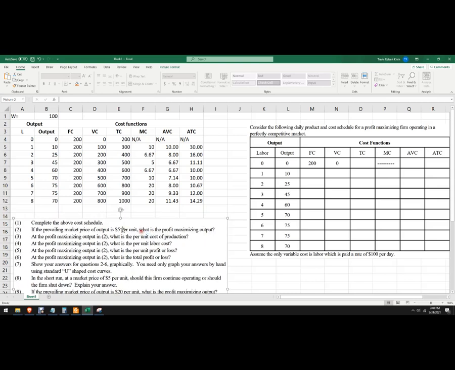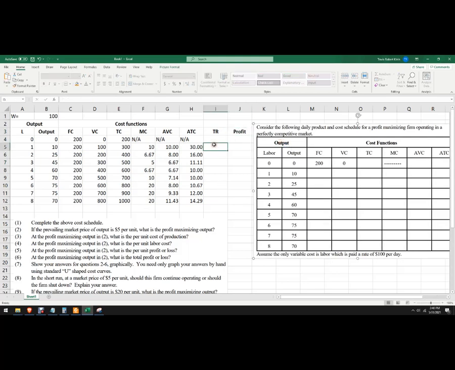So the answer to that is I'm going to produce up until marginal cost equals $5, because if I produce more than that, I'm going to start to lose money. So I'm going to produce 45 units, because that's where marginal revenue and marginal cost equal each other. If I produce more than that, I start to lose money. We can actually prove this if we do total revenue and then a column for profit.